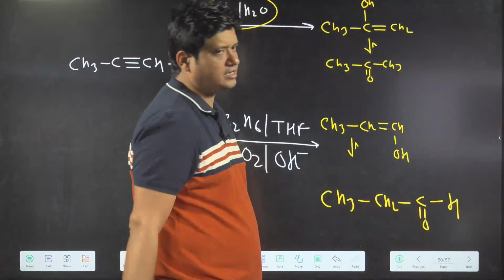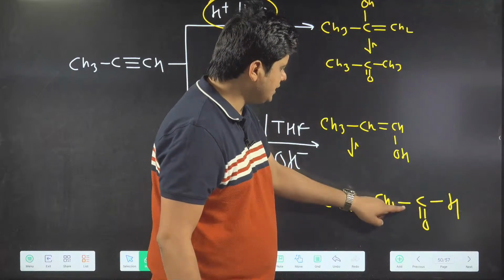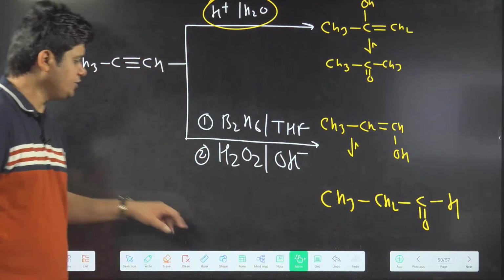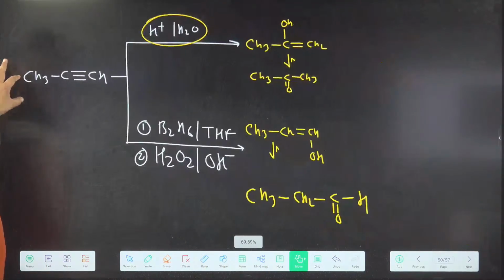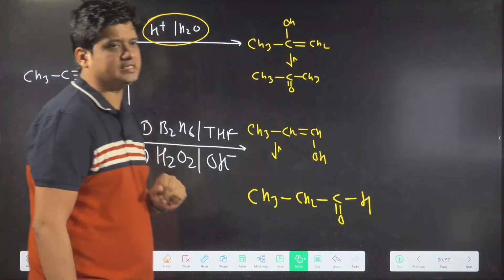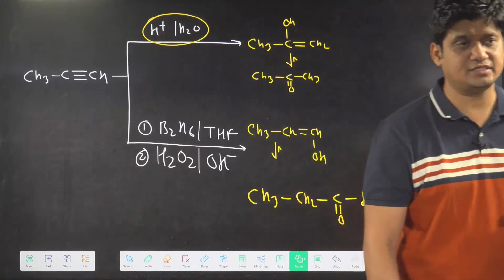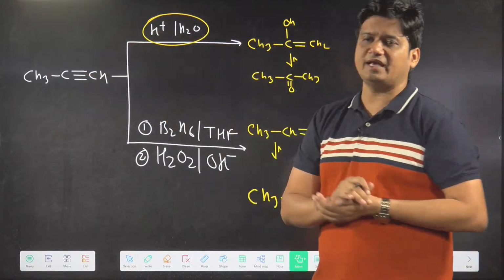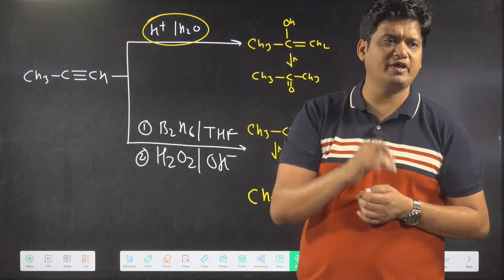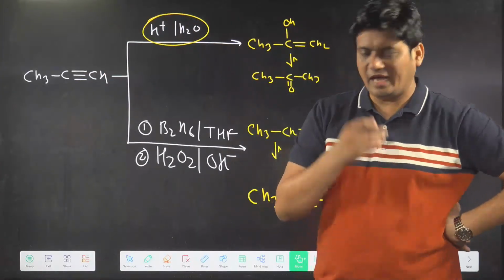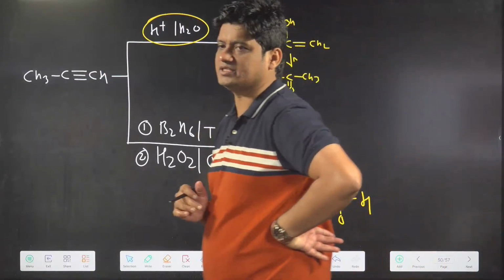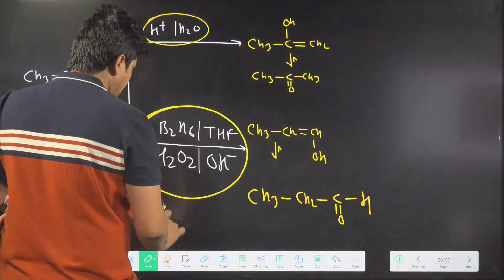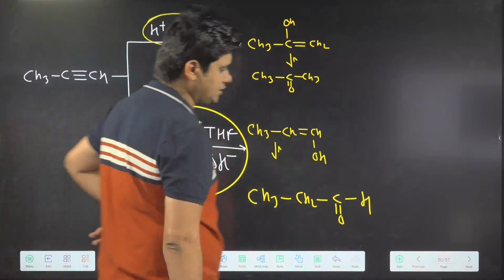What trick is there? Double bond becomes single, single bond becomes double. So these two are the most important reactions for alkyne. Alkyne reacting with dilute sulfuric acid: bind OH to the carbon where plus is more stable. And B2H6 THF is the opposite of this. Clear or not? This complete reaction is known as hydroboration oxidation reaction.